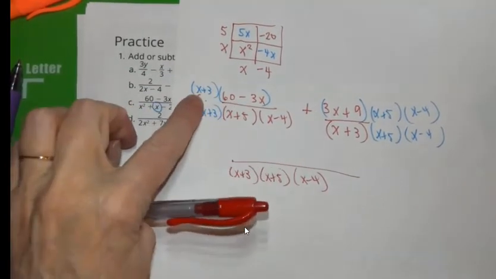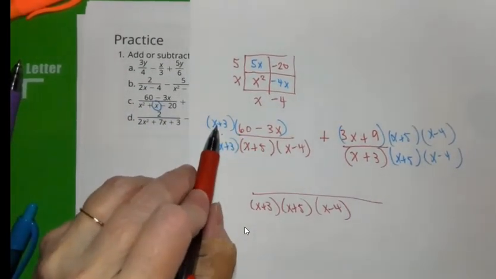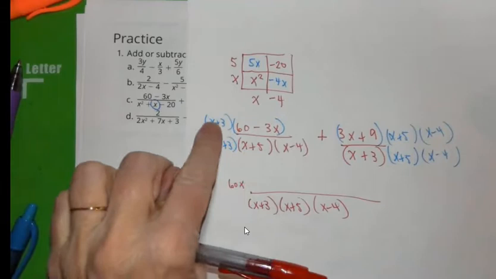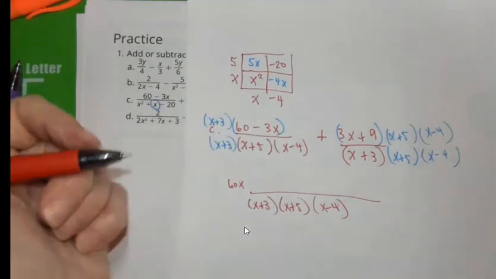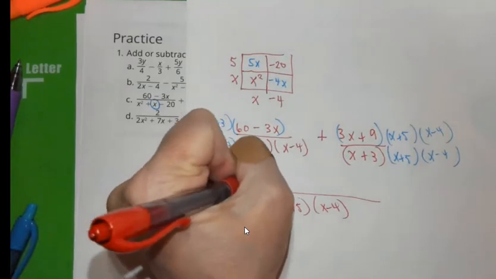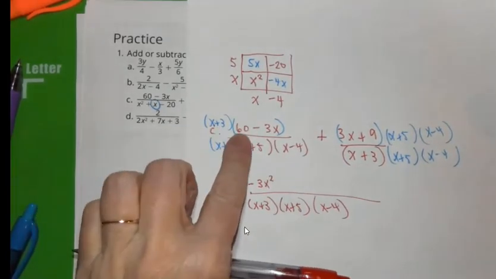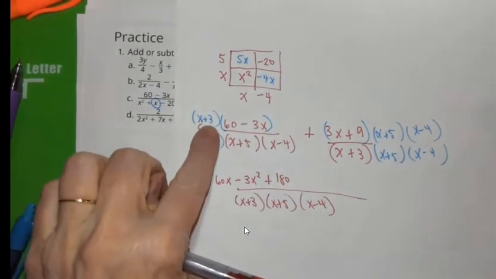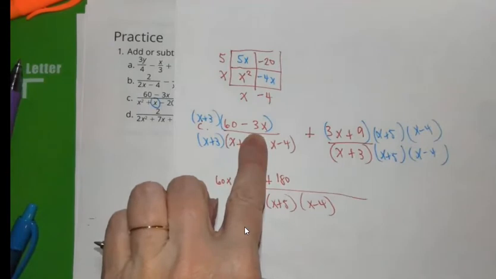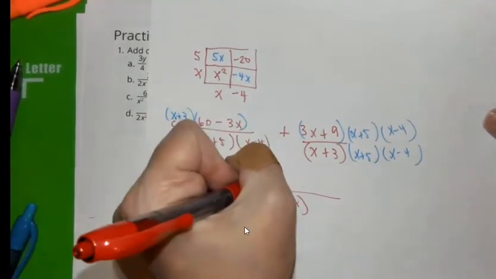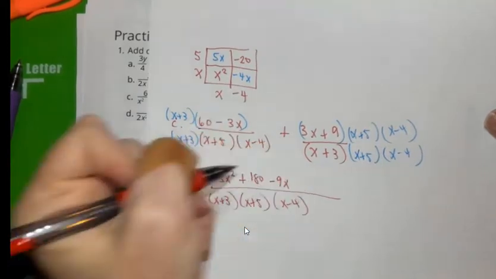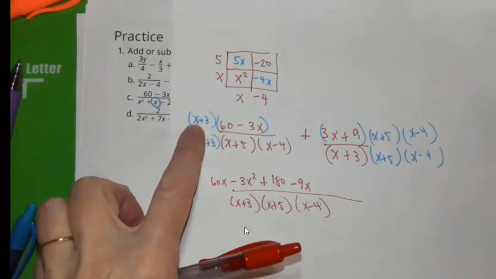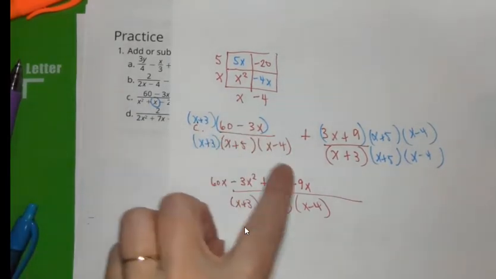So to multiply these two binomials, let's see, 60 times x is 60x. Let's write that down. Then there's negative 3x times x, so that's negative 3x squared. And then 3 times 60 is 180. And then 3 times negative 3x is negative 9x. Okay, so I did the FOIL method to get this one. Or it's just the distributive property. You're distributing your x and then you're distributing your 3.